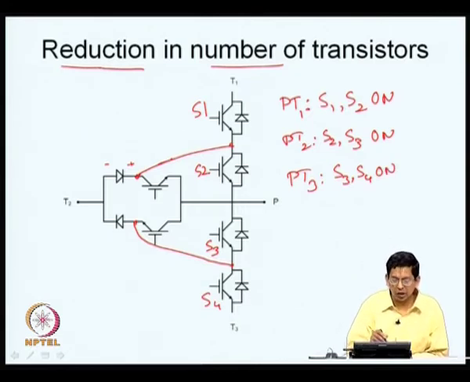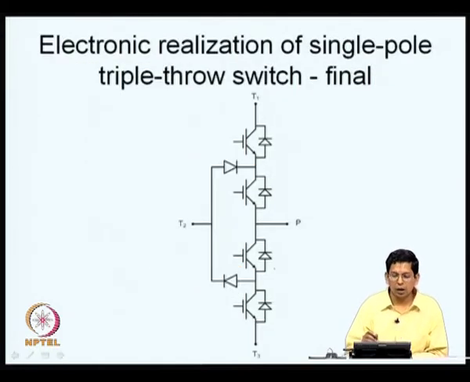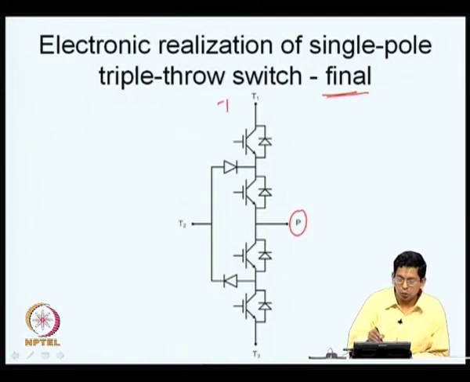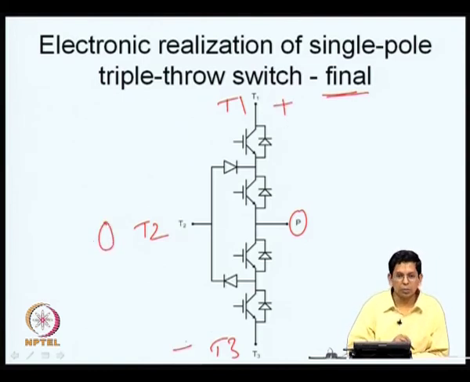So, you can connect these two, or you can replace these two transistors, which I had called S2A and S2, by a single one, and S3A and S3 by a single transistor as shown here. And now, this is what I would call the final realization of a single pole triple throw switch. This is the pole P, this is the throw T1, this is throw T2, this is throw T3. This is connected to the positive terminal, this is connected to 0, this is connected to minus. So, you have S1 and S2 on for connecting the pole to the top throw, S3 and S4 on for connecting the pole to the bottom throw, the other switches are off.